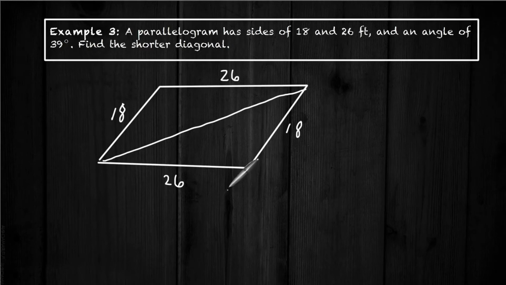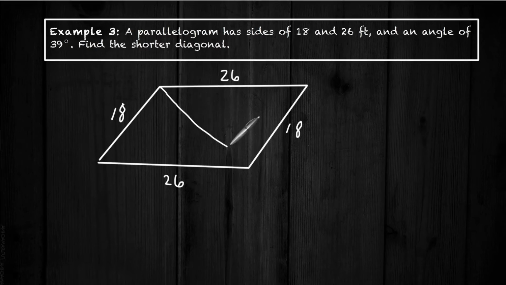But they don't want us to find that one. That is the longer one. So I'm just showing you that that's one of the diagonals. But the one they want us to find is the shorter diagonal. And that is going to be that side right there.